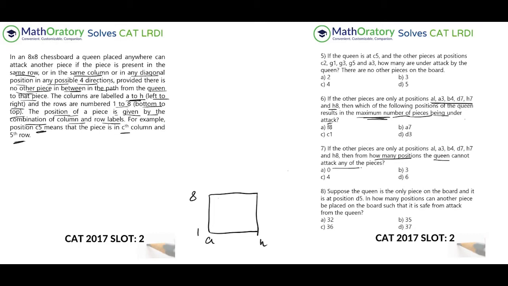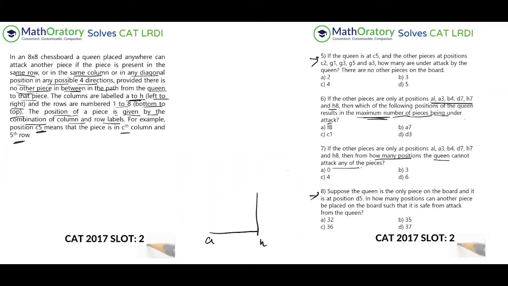Okay, let's look at 8 as well. So suppose the queen is the only piece on the board and it is at position D5. In how many positions can another piece be placed on the board such that it is safe from attack from the queen? Yes. So again, I don't need to draw the board for 5 and 8. So let's start with 5 and 8. I don't need to draw the board because this is what is happening in my mind.